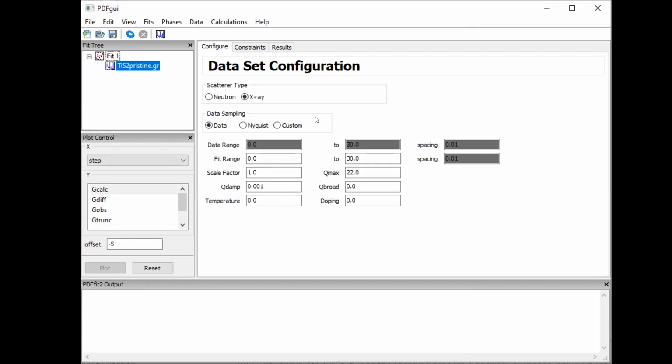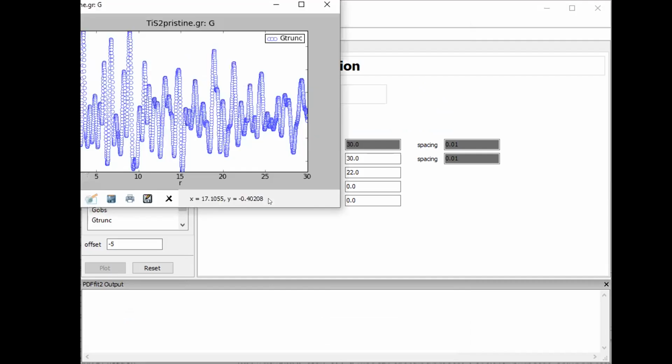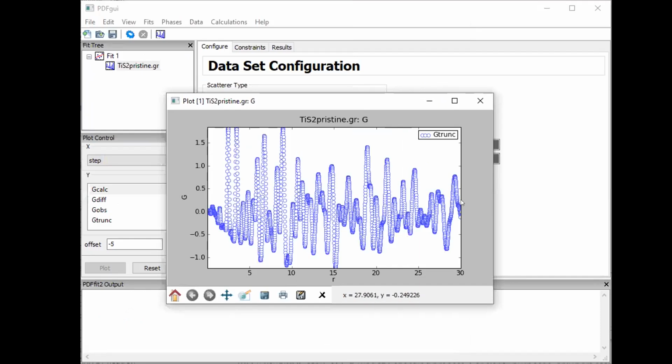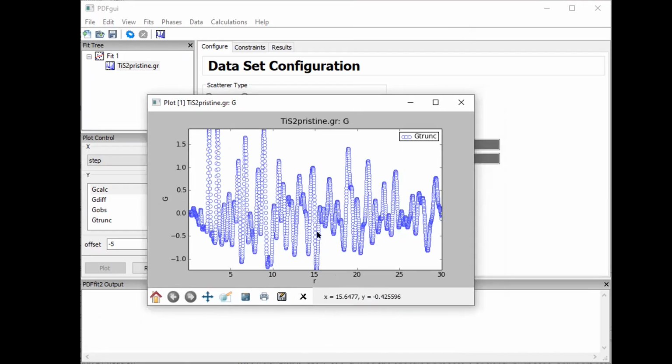Before we do anything, we can take a look at how the data looks. Can you guys see the plotted figure? Yes. Okay, good. So this is the GR data plotted in PDFGUI. You can see the typical oscillation features of the PDF data. And in fact, you can see the intensity of those peaks has a general decaying behavior as you go to higher R. I explained this in the last lecture. This relates to the Qdamp.